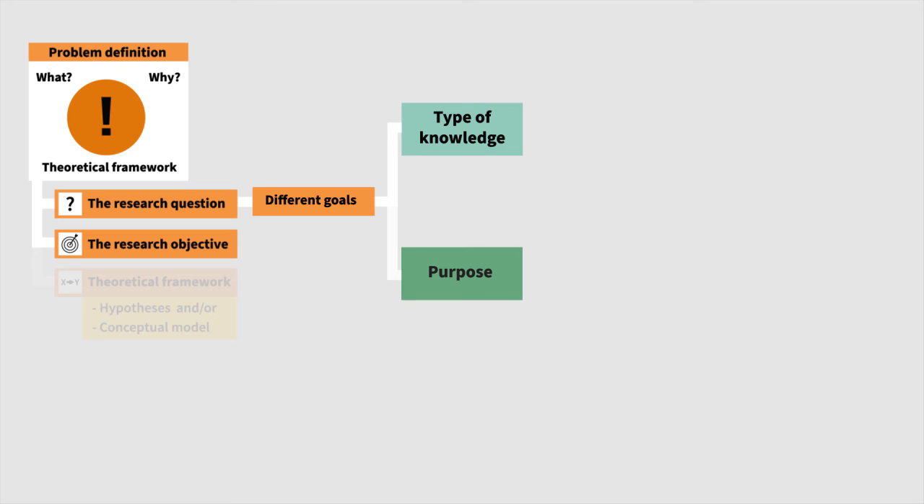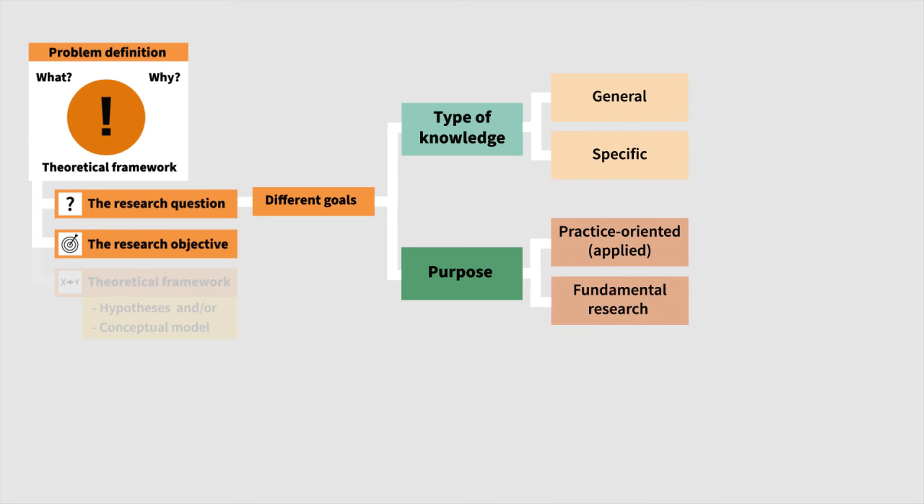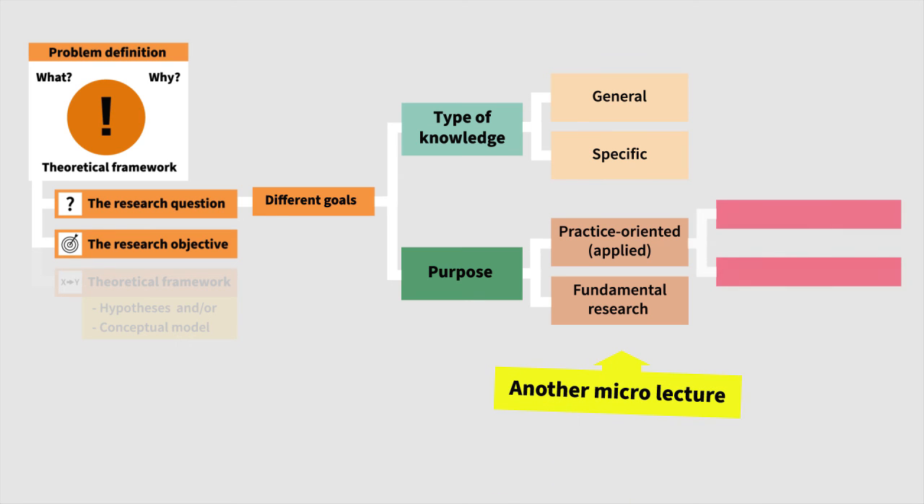The research you conduct can have different goals, depending on the type of knowledge you want to acquire and the purpose with which you want to acquire it. The differences between general and specific knowledge and between practice-oriented, that is applied, and fundamental research are explained in another micro-lecture. Make sure you know and can apply the differences. Note that there is also practice-oriented research that is carried out outside of science. Because we are talking about scientific research in this video, we do not consider that type of research, but merely practical scientific research.